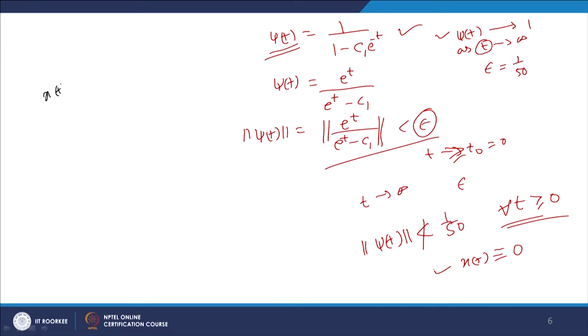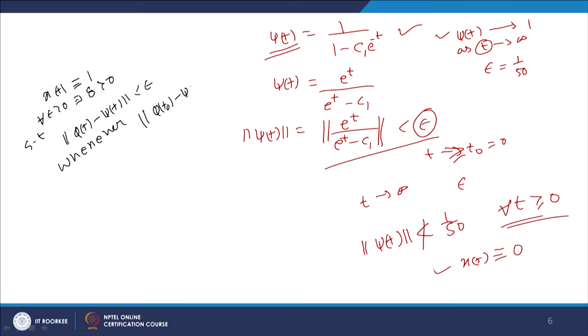So x t ideally equal to 0 is not a stable solution. Is it okay? Now let us look at one more problem, that is, the problem of finding the stability of the x t ideally equal to 1 solution. So in this case, for every epsilon greater than 0, there exists a delta greater than 0 such that the norm of phi t minus psi t is less than epsilon whenever, please remember this, phi t naught minus psi t naught is less than delta.